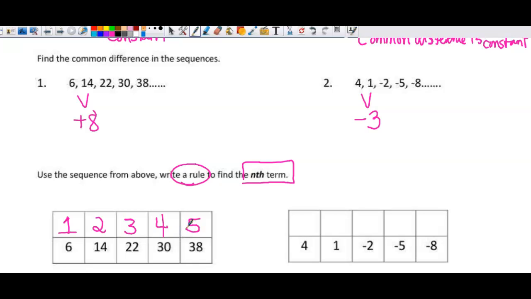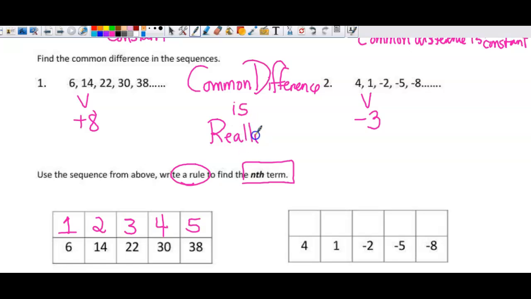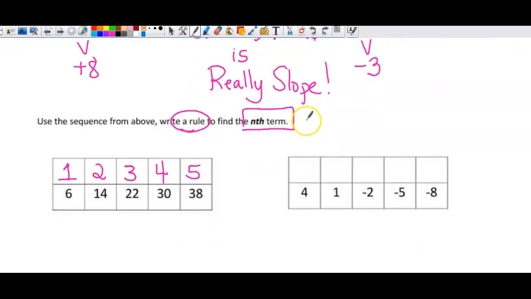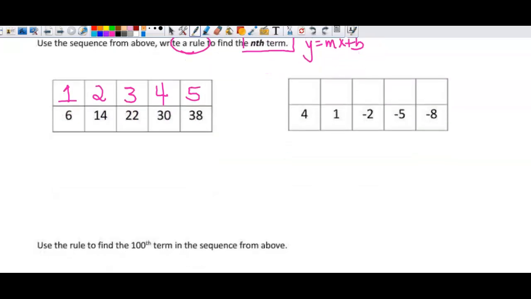Well, when you find the common difference, it is really slope. So remember, common difference is really slope. So when you write a rule, you're writing it really in y equals mx plus b. Slightly different, so stay with me. So on the left here was our sequence. We know the common difference was 8, which is the slope.